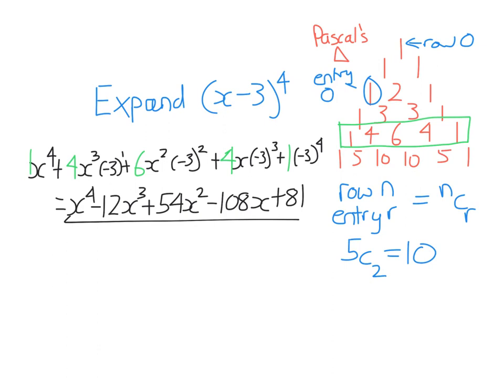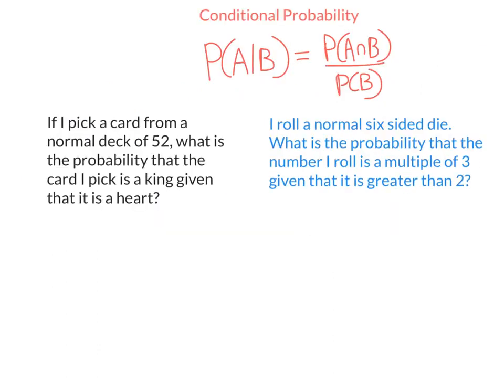All right, let's now move on to conditional probability. The idea behind conditional probability is this. Sometimes, if an event happens, it changes the probability that another event will happen. So this line in the middle here means given. We read this as the probability of A given B equals the probability of A and B, the probability they both happen, over the probability of B. Whichever one comes second here goes on the bottom.